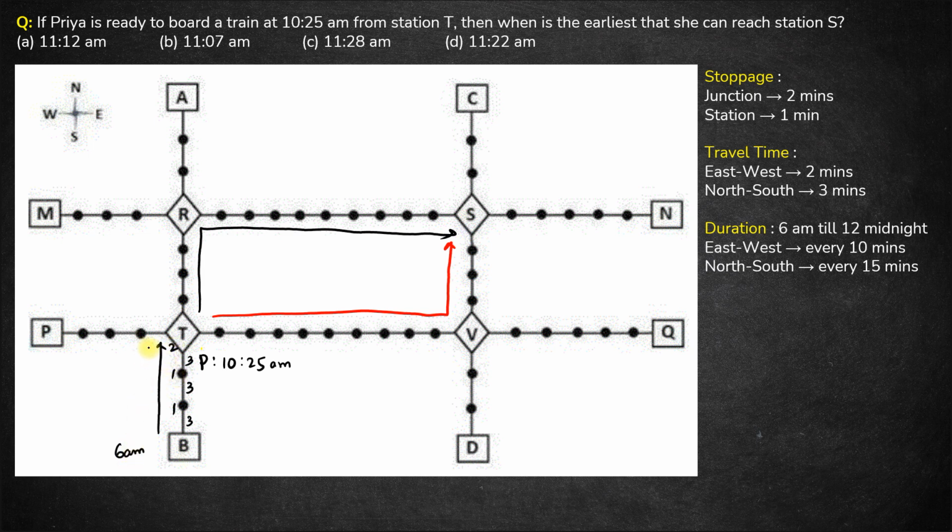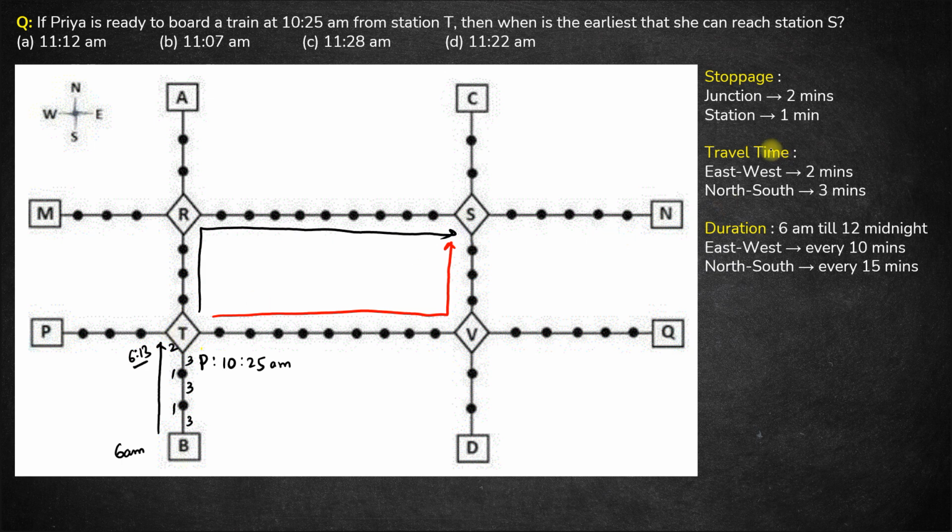So after 6 a.m., the first train that will leave T will be at 6:13. I am taking the stoppage time of 2 minutes here. Although the train coming from B will reach T at 6:11, it will stop for 2 minutes and then start from T. So this 6:13 is the time the first train will leave T towards R. Okay. This is the first train that will leave T towards R.